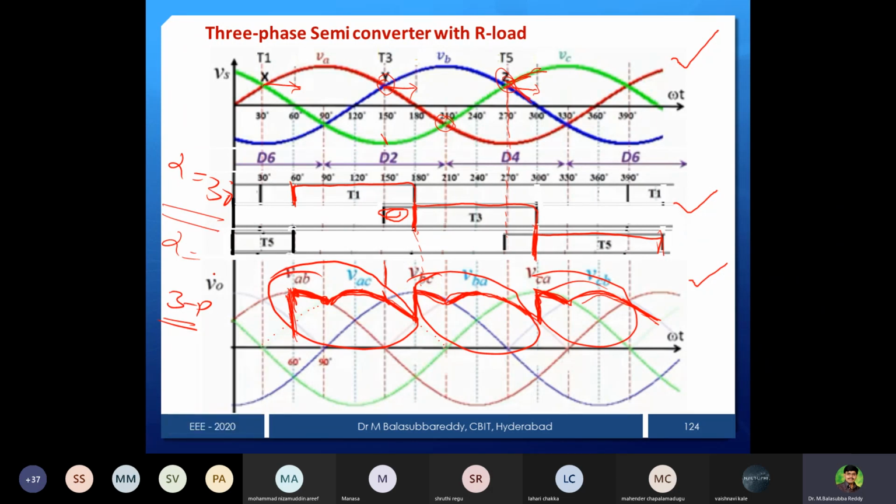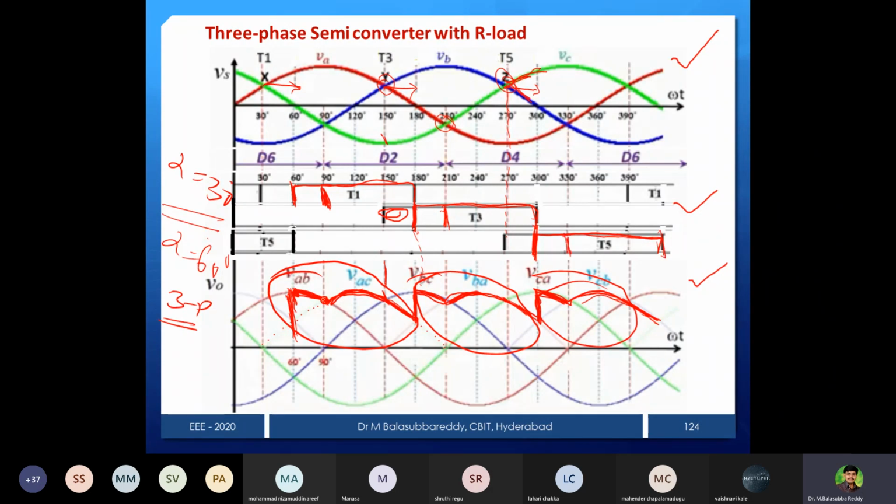Yeah. So alpha is 60 degrees. How to provide the firing pulse? How will you provide? Again, same, one more step you change. This is the starting pulse for alpha equal to 60 degrees, and this is starting for T3, and this is starting pulse for T5. That's all.